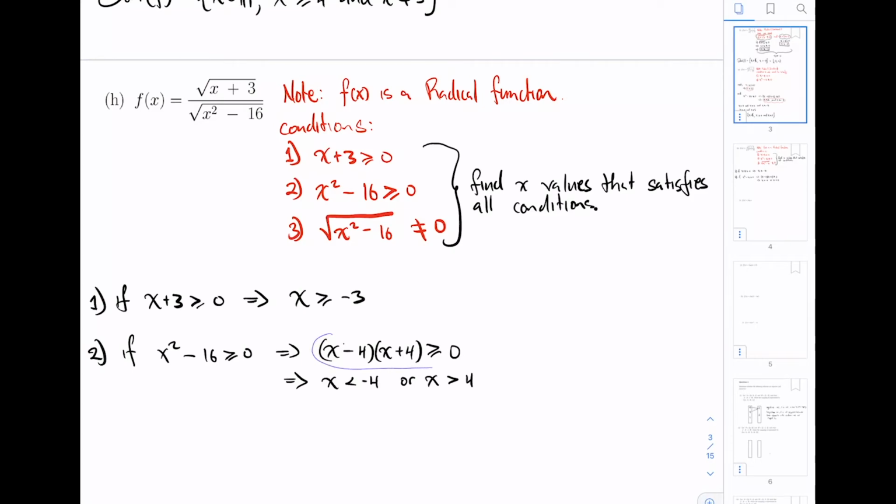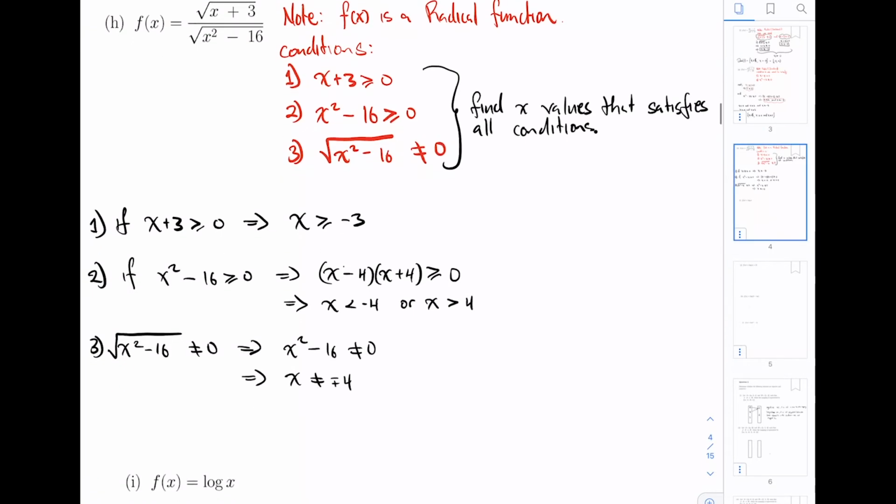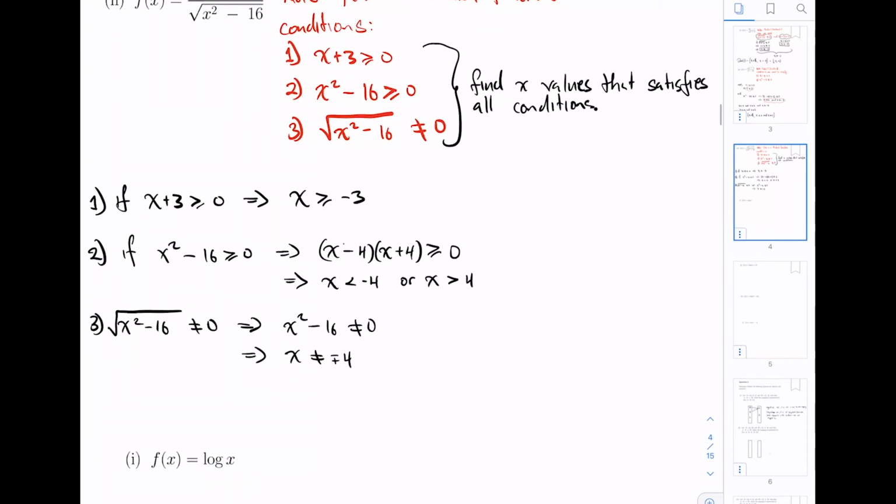Once we have a quadratic expression greater than 0, then we will end up with x less than the smaller root or x greater than the larger root. It's a principle that goes right across the board. So now we move on to condition number 3, which says that the square root of x squared minus 16 is not equal to 0. So this means that x squared minus 16 is not equal to 0, which means that x is not equal to negative or positive 4. So now we have all the conditions that we need to satisfy.